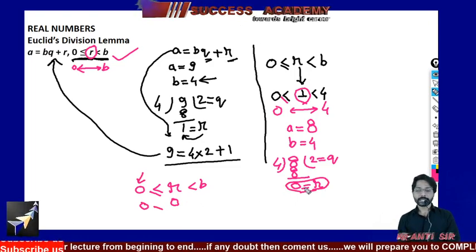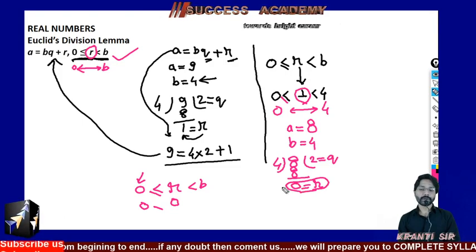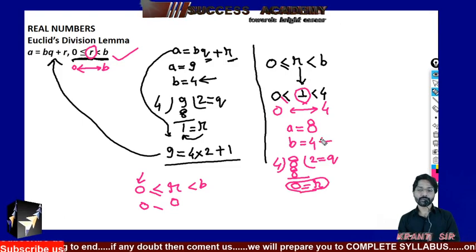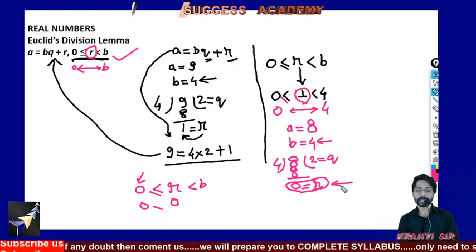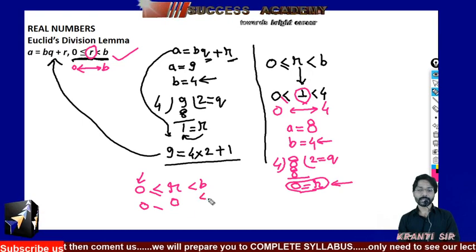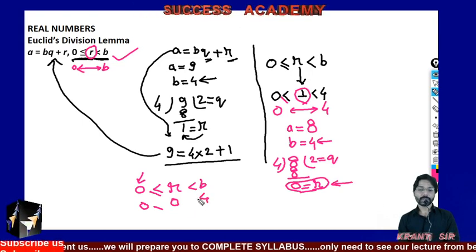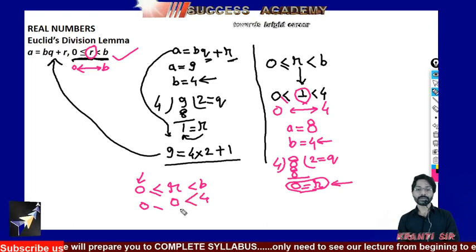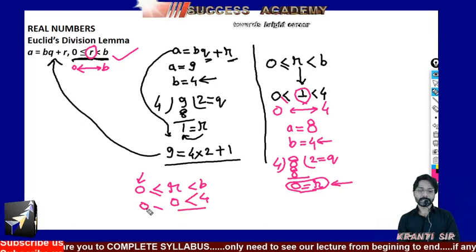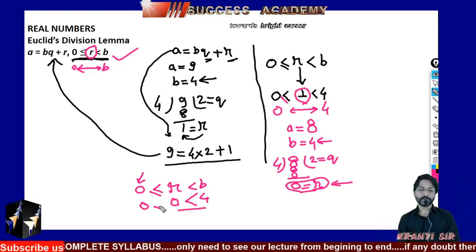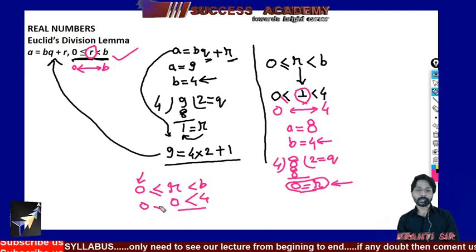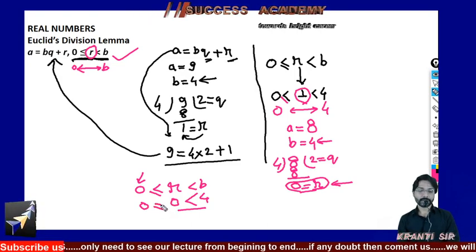Now this 0 is less than b or not? What is the value of b? B is 4. And what is the remainder? That is 0. So 4 is greater than 0. So definitely this is the equation. And since 0 is equal to 0, that's why you have to write down this sign, equal to.